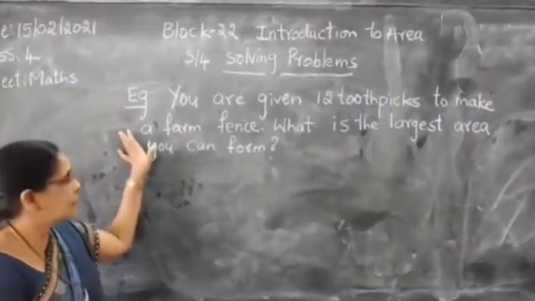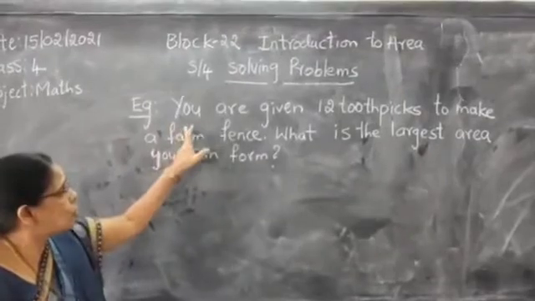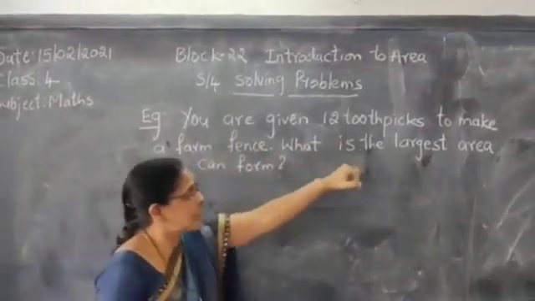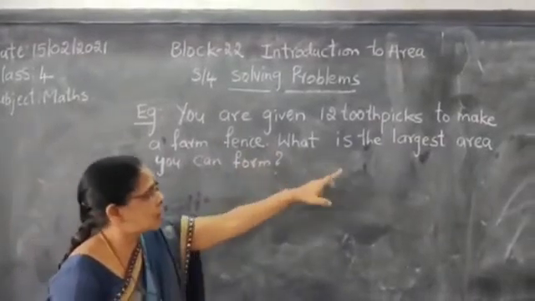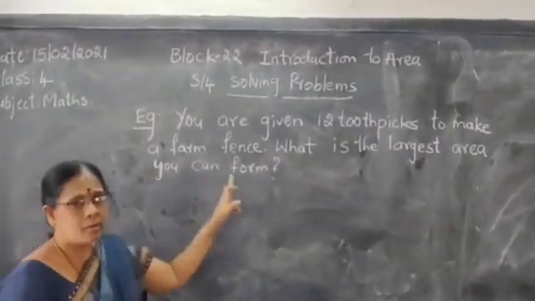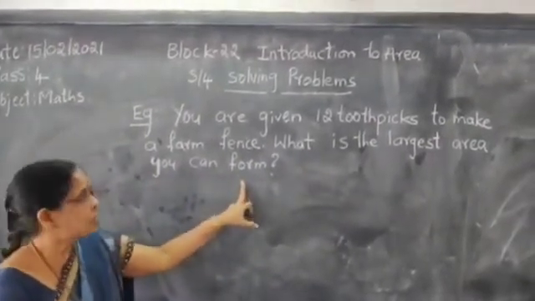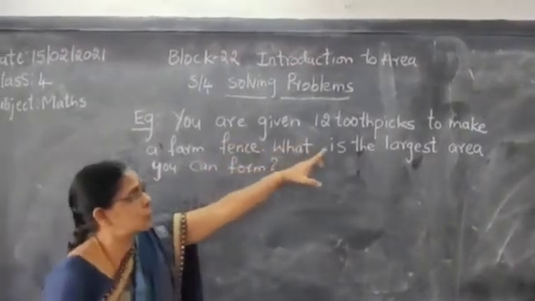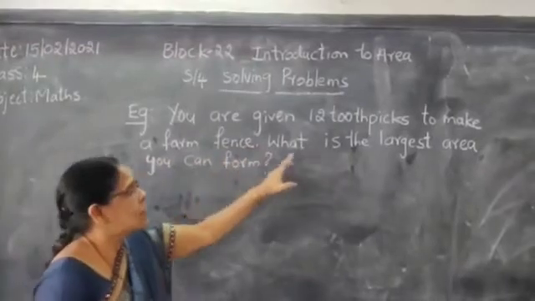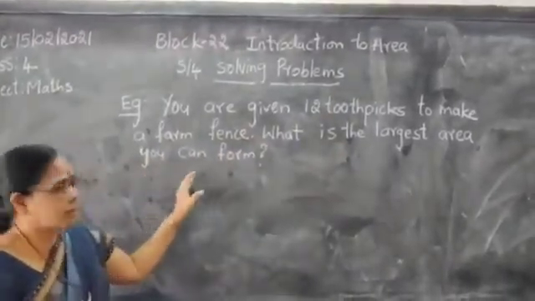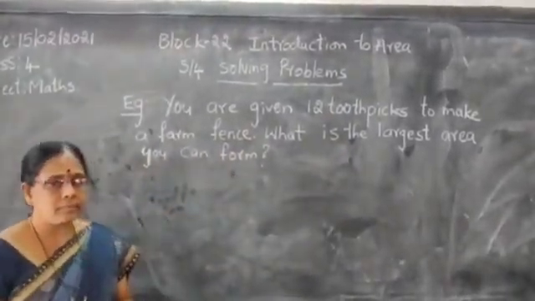Children, this is another example. Here you are given 12 toothpicks to make a farm fence. What is the largest area you can form? What is the question, children? You are given 12 toothpicks to make a farm fence. What is the largest area you can form?